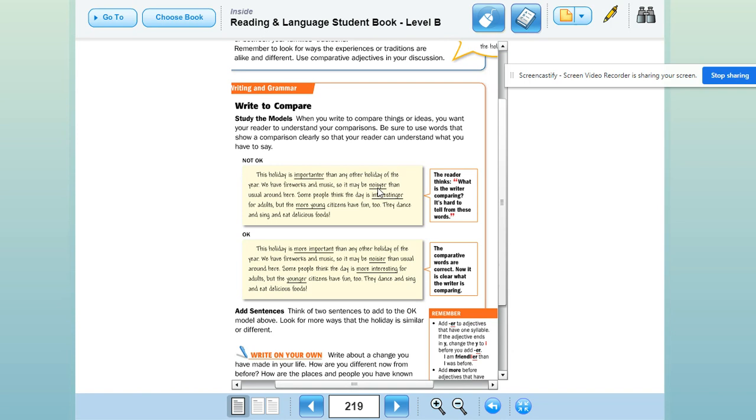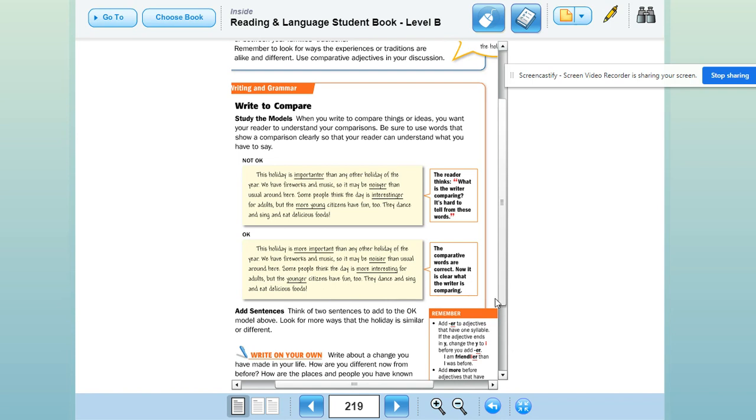Some people think the day is interesting for adults, but the more young citizens have fun too. They dance and sing and eat delicious food. So I see a lot of grammar mistakes here. This is the correct part. This is what you should be, or how you should be correcting your adjectives, especially when you're comparing two things. This holiday is more important than any other holiday of the year. We have fireworks and music, so it may be noisier than usual around here. Some people think the day is more interesting for adults, but the younger citizens have fun too. They dance and sing and eat delicious food.